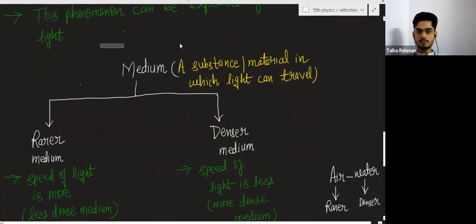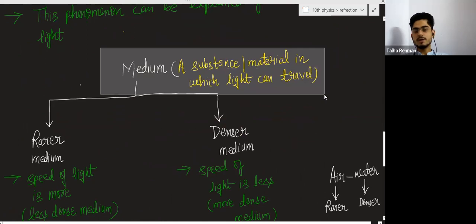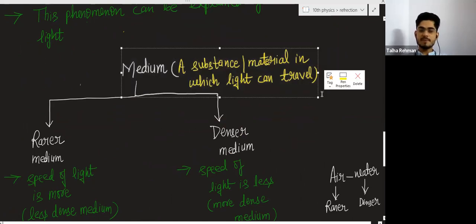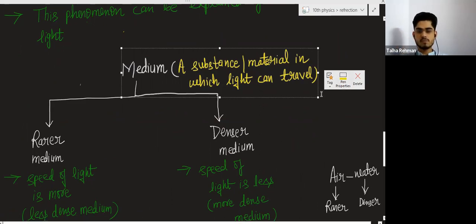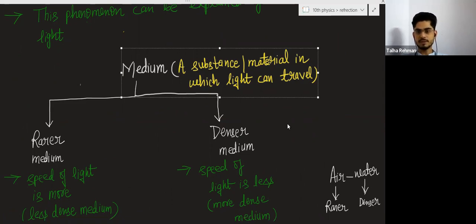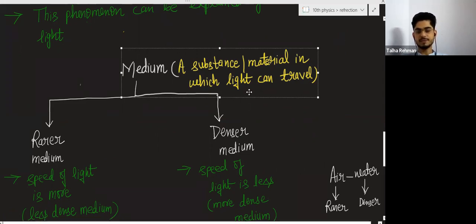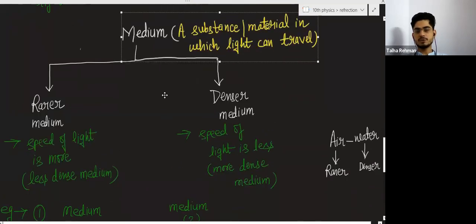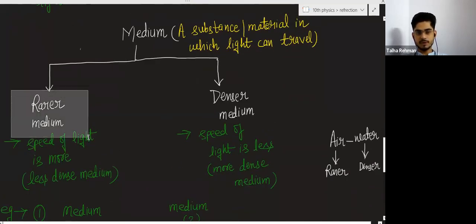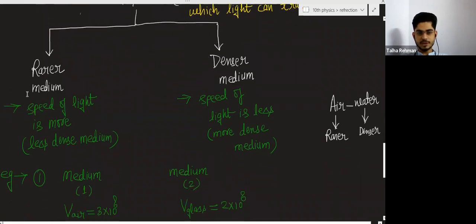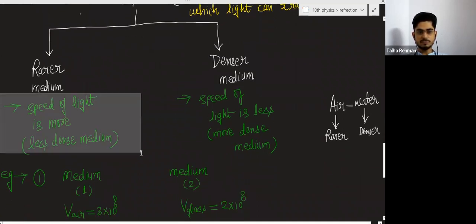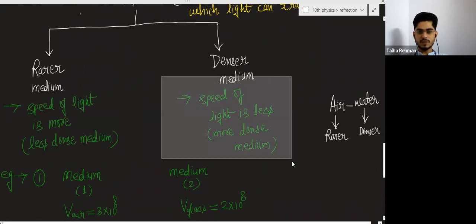And a medium, what is a medium? A medium is a substance in which the light can travel. Like this, air is a medium. Glass can be the medium, water can be the medium, oil can be the medium, gases can be the medium. There are two types of medium: rarer medium and denser medium. In rarer medium, the speed of light is more, and in denser medium, the speed of light is less.